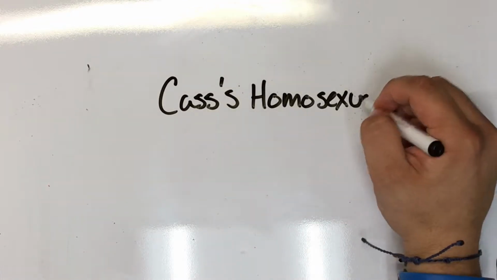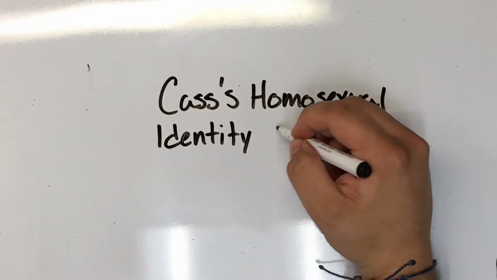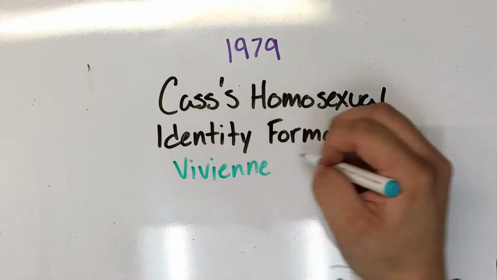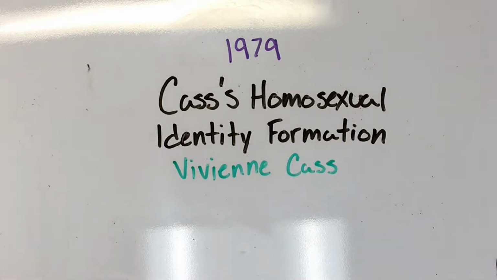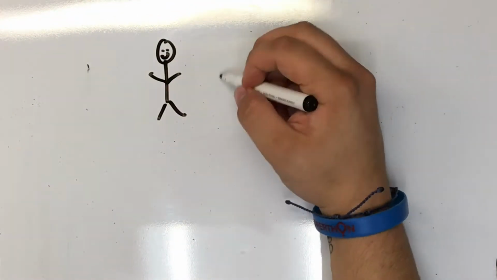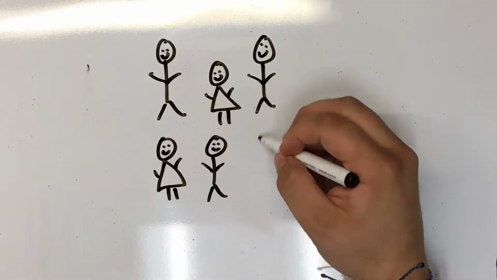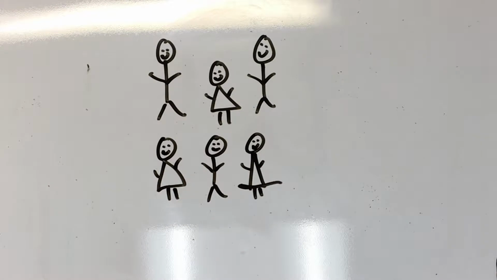Vivian Cass's homosexual identity formation model is a fundamental theory related to LGBT identity development. It was created in 1979 by Cass. This theory was one of the first to treat LGBT people as standard and relevant in a heterosexual society. Homosexuality, in turn, was not treated as a misfortunate state of being.